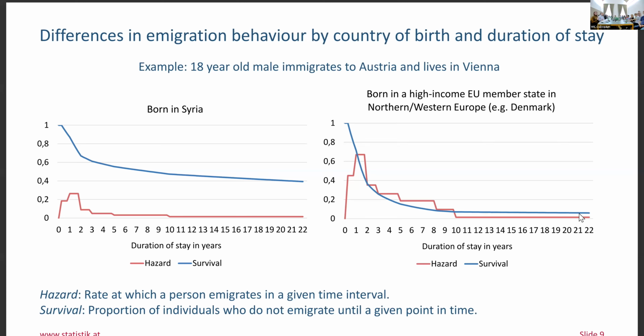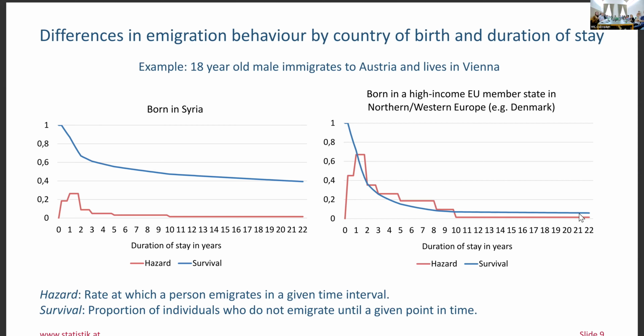And so what you can see in these two graphs is the example of an 18-year-old male who immigrates to Austria and lives in Vienna for two different countries of birth, or groups in the right case. The left pane shows a person who was born in Syria, and the right pane shows a person who was born in a high-income EU member state in Northern or Western Europe, such as Denmark or Sweden.